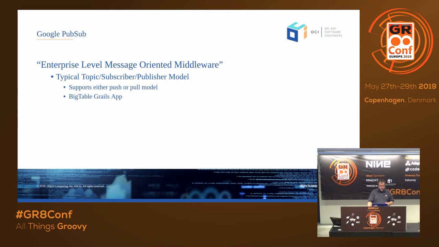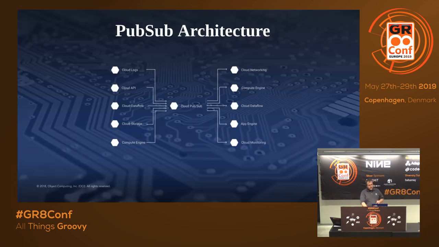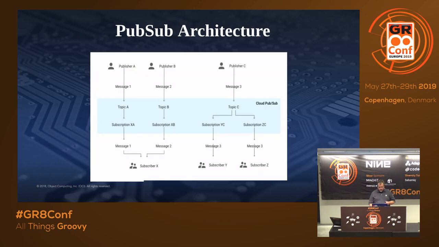You can do either a push or a pull model. And this is how the architecture works. You can basically send messages and subscribe to messages from any of these services. So with any of these things, an event can happen, send a message, and you can consume them by any of these other things. So it's a pretty versatile way to talk to things.